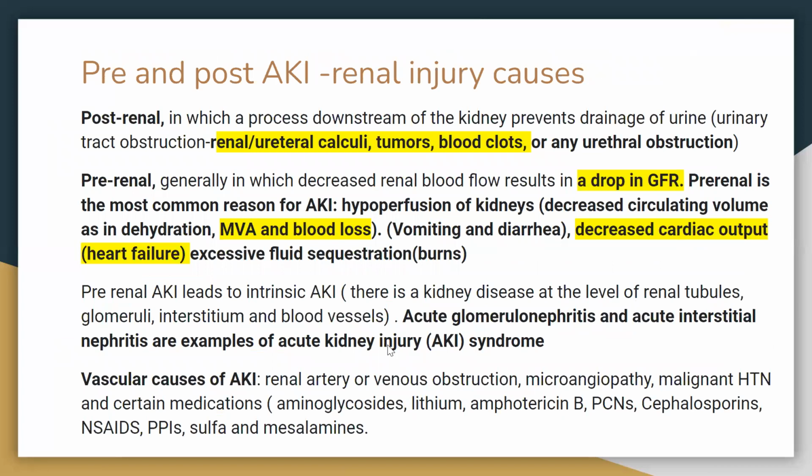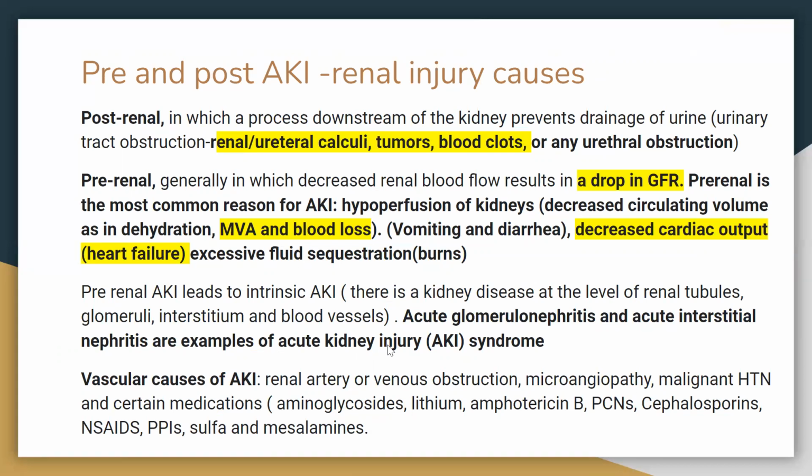AKI, acute renal injury, always know this, okay? This comes up in the clinical setting, emergency room, and also on boards. Post and pre-renal is very common. Post-renal is, think when your kidney prevents drainage of urine, meaning there is some kind of obstruction. It can be a tumor, can be a clot like a thrombus or a stone. Pre-renal is where there is a drop in GFR, glomerular filtration rate. Pre-renal is the most common cause of AKI.